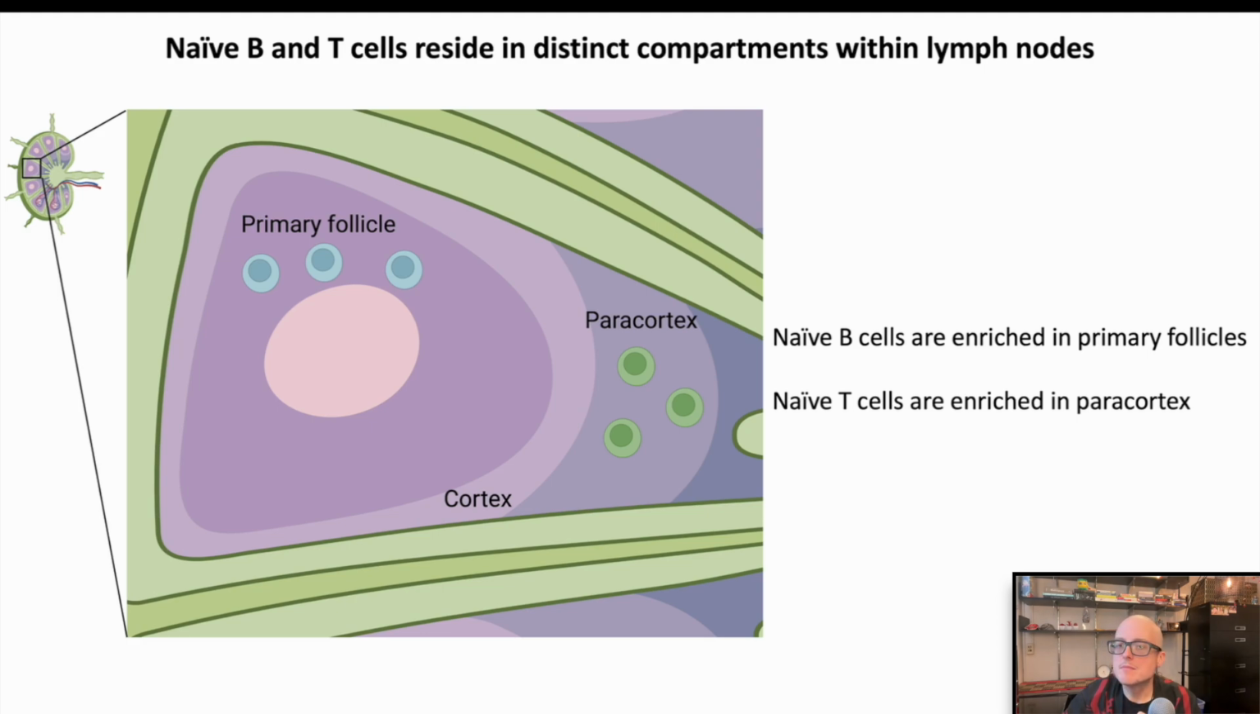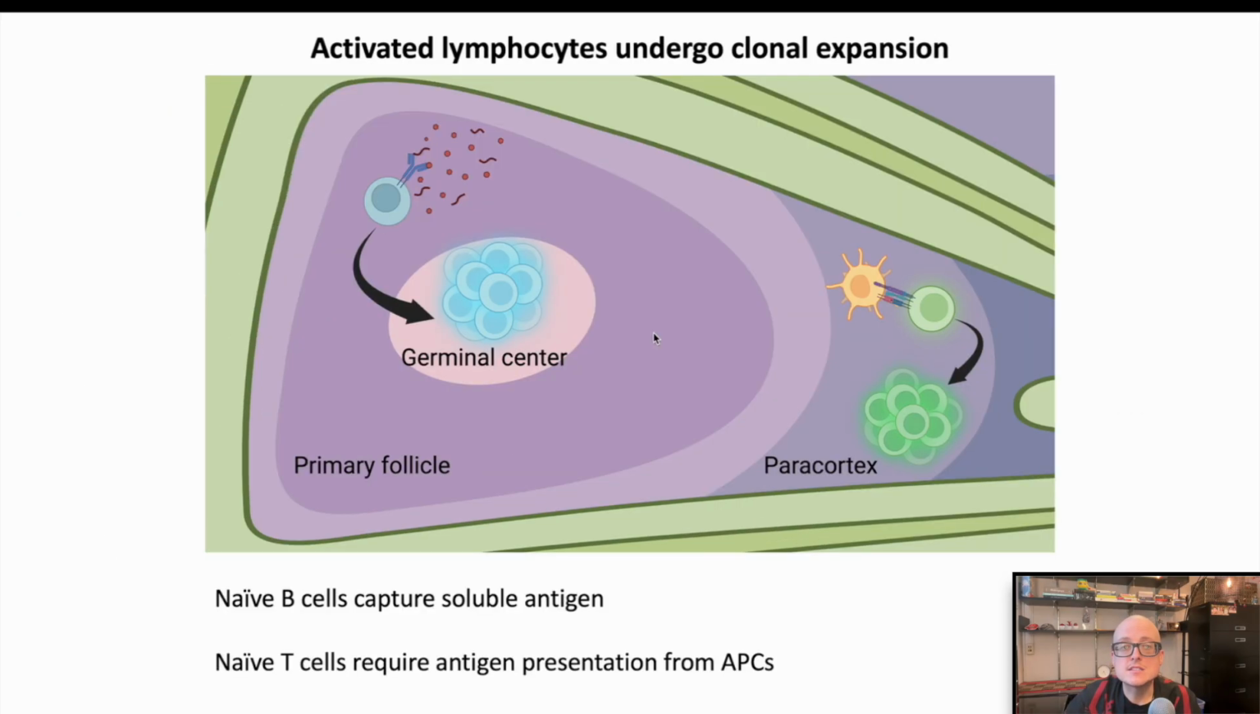And if we think about how naive B cells and naive T cells see their antigens while they're residing in these compartments, it would look something like this. As lymph is coming into the lymph node, it's going to filter through these different compartments, just moving along with the flow of the interstitial fluid. And soluble antigens that are just floating around, not being presented by any particular cell, are captured by naive B cells.